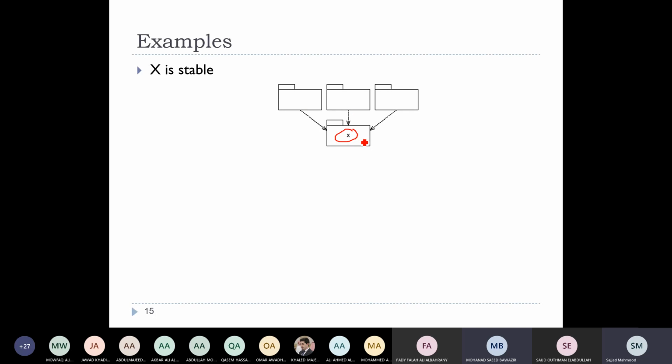So, Doctor, I have one question. If we have two levels of dependencies, like if you have one package, X in this example, that has three packages depending on it, and then these three packages each have three more packages depending on them, does that, on top of it, increase the stability of X? Something like this, right? Yes, like a hierarchy. Yes, exactly.